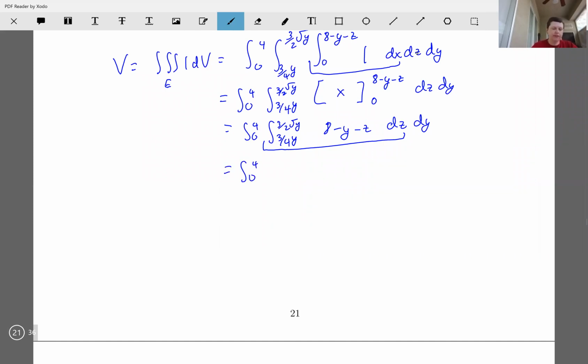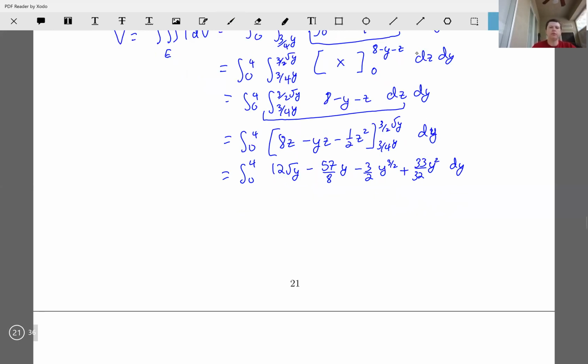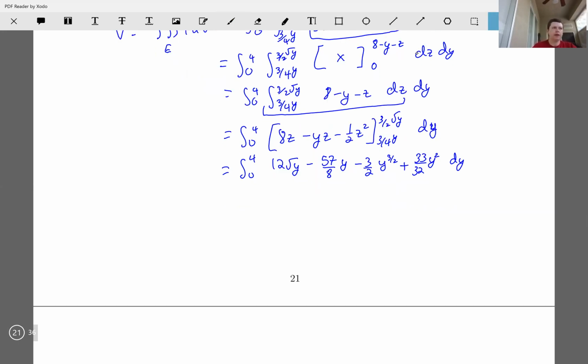So that's going to give us the integral from 0 to 4. We're going to have 8z minus yz minus 1/2 z squared. And we need to plug in our limits. And then we can finally integrate with respect to y. Due to space constraints, I'm just going to actually plug them in. So we're going to get 12 root y minus 57 over 8y minus 3/2 y to the 3/2 plus 33 over 32 y squared dy. At least that's what Maple gave me, or whatever I used to calculate this.